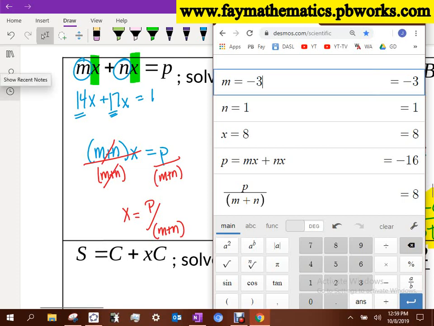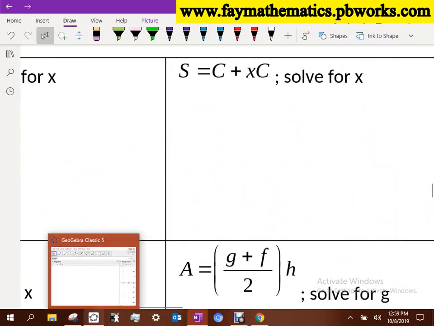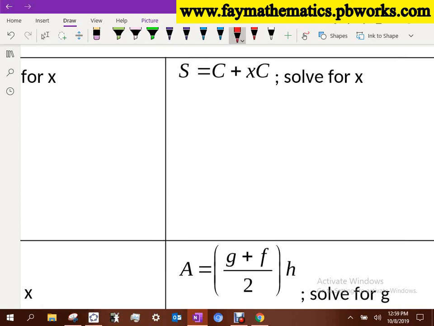But if you want to stay away from negatives, I would highly suggest that. So let's look at this one. Okay. S equals C plus X times C. It looks very similar to the last one. The last one said something like P equals MX plus NX, right? Where the X was the thing that repeated. What's the thing that repeats here? C. Okay, so they're very similar.